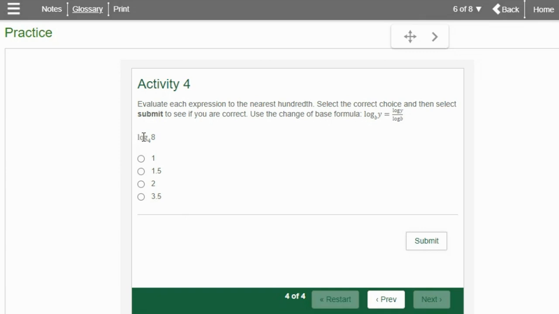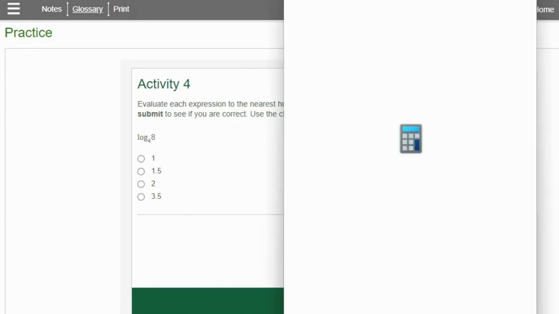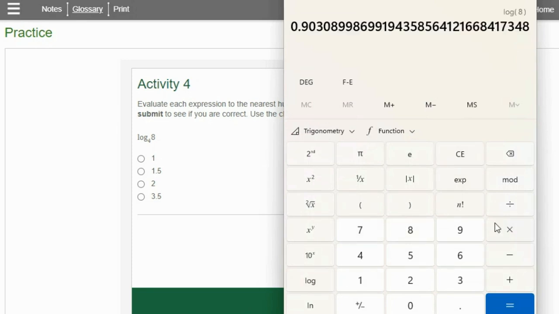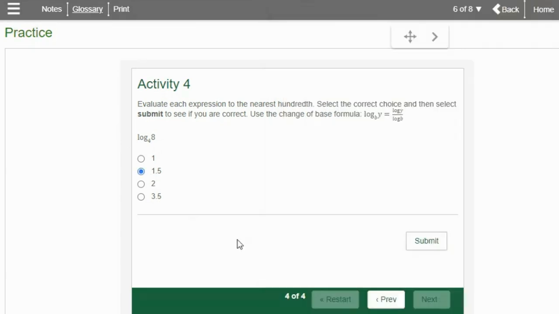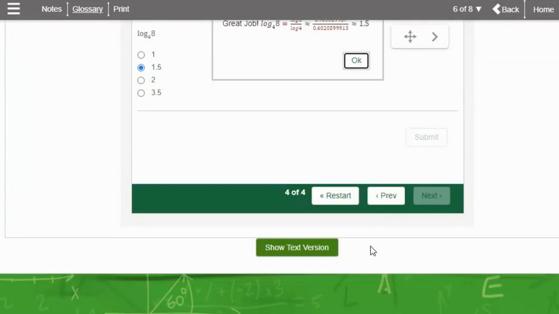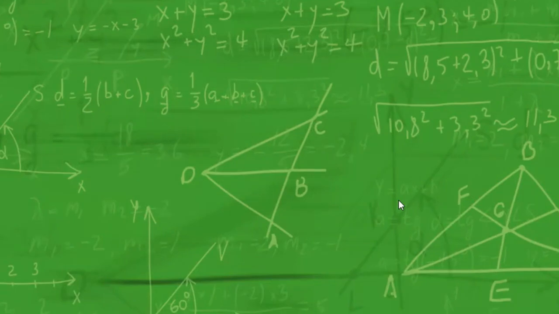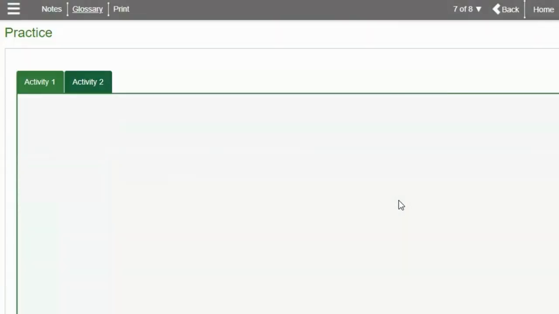Log base 4 of 8. That's just a simple calculator problem. It means you take the log of 8, divide it by the log of 4, and it's 1.5. Simple calculator problem there. Let's look at page 7. See if there's something more complicated over here we need to practice.